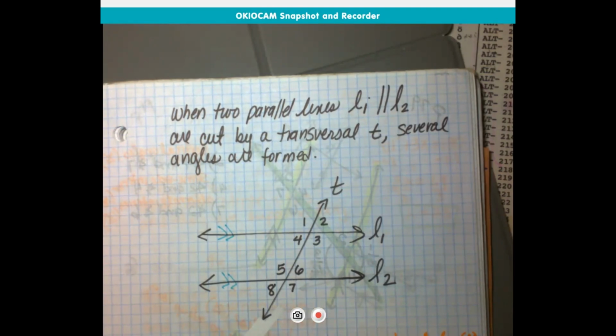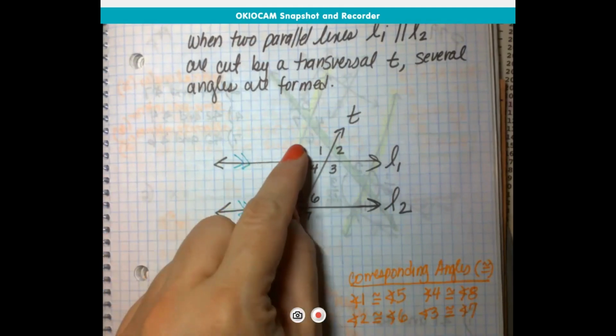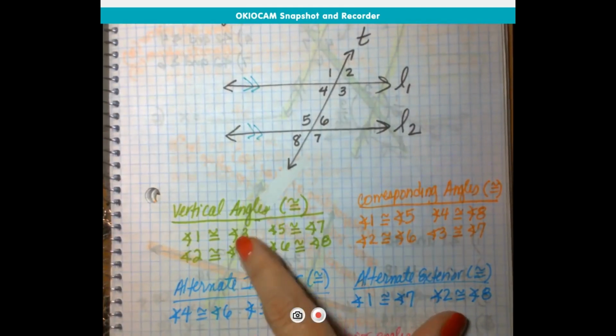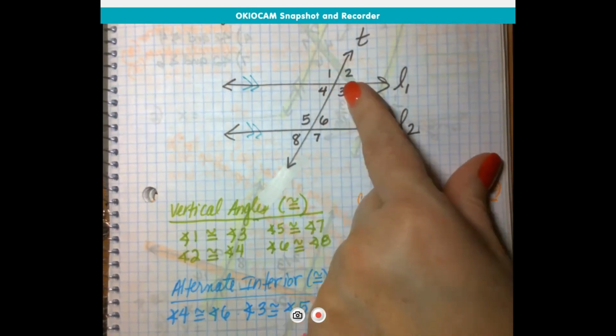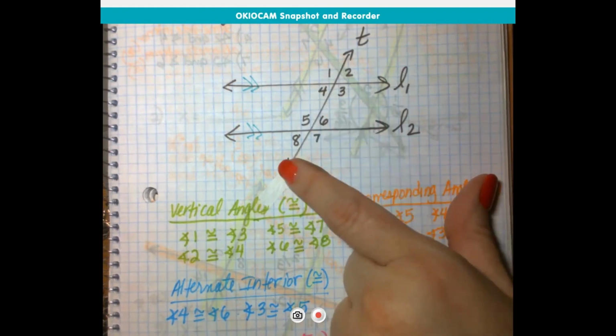And you're going to see that several different angles are formed, okay? So you have vertical angles. Vertical angles are opposite to the vertex. See, 1 and 3, they're vertical angles. 2 and 4 are vertical angles. 5 and 7 and 6 and 8, right?